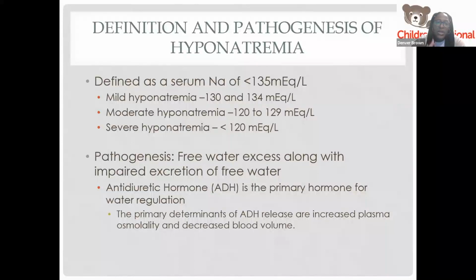Now, the pathogenesis or the cause of hyponatremia is that you have free water excess along with impaired excretion of free water. And now antidiuretic hormone, or ADH, is the primary hormone for water regulation. The primary determinants of ADH release are increased plasma osmolality, which is why I went over the principle of osmolality first, as well as decreased blood volume, so decreased effective circulating volume.